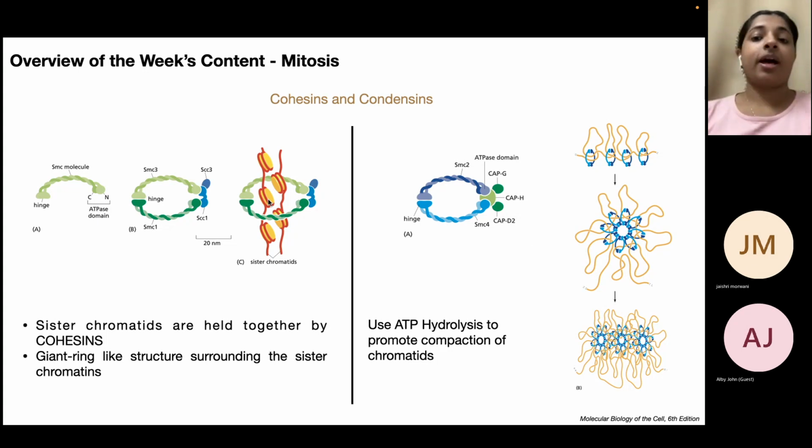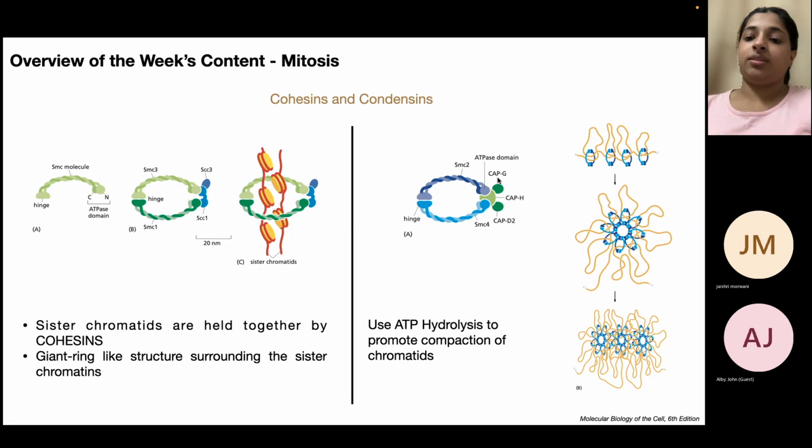The next question is, how is this chromatin, which is present with nucleosomes and all, condensed to form this chromosome, which is an even further compaction of the genetic material? In this process, the other protein that is important is condensin. Condensin, if you notice, is very similar to cohesin and also forms this giant ring-like structure.